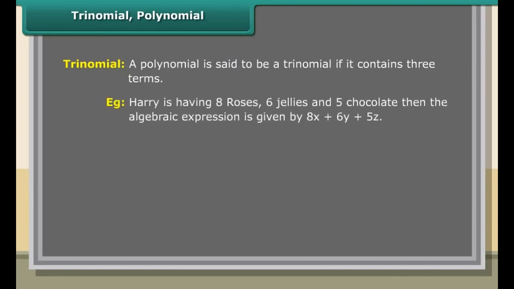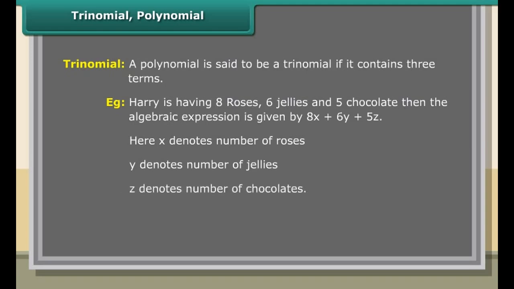For example, Harry has 8 roses, 6 jellies, and 5 chocolates, then the algebraic expression is given by 8x + 6y + 5z. Here x denotes the number of roses, y denotes the number of jellies, z denotes the number of chocolates. 8x + 6y + 5z is a trinomial which contains 3 terms.